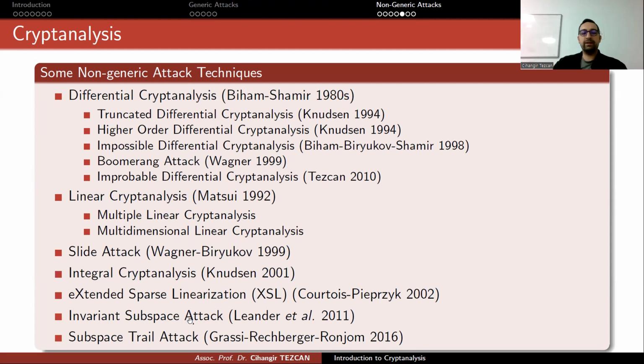There are many other attacks. Some of them are algebraic attacks, like integral cryptanalysis and extended sparse linearization, and people keep coming up with new attacks like invariant subspace attacks from 2011 or subspace trail attacks from 2016. Whenever somebody finds a new cryptanalysis technique, you need to go back and check whether all of the ciphers we are using are secure against this kind of attack.